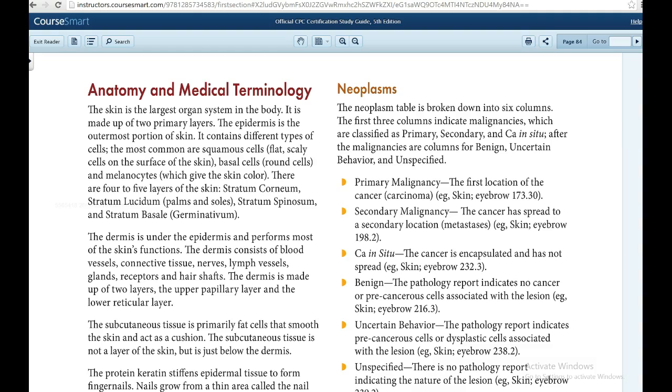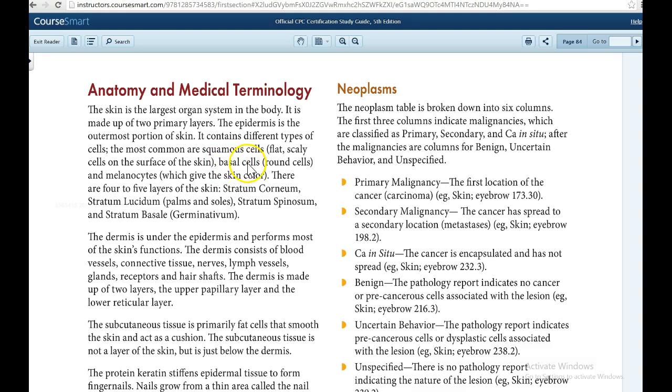Now, the anatomy and medical terminology of the skin. We've already talked that the skin is the largest organ system in your body. The epidermis is the outermost, the dermis being the innermost portion of the skin. Now, the epidermis contains different types of cells. The most common cells are squamous cells. These are flat, scaly cells on the surface of the skin, cells that have died and gotten hard on the outside of your skin. That's what makes up the epidermis of your skin.